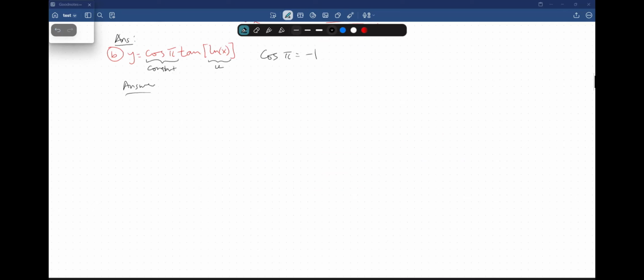For part B, y equals cos pi tangent ln x. What is the derivative of this function? In this case, we need to be careful because cos pi is a constant, which equals -1. So the only variable in this case is simply x or ln x.